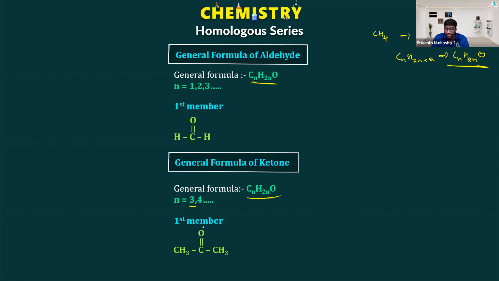That means to the C=O group, if both sides you have alkyl groups connected, then only it is said to be a ketone. For that condition to be satisfied, for C=O, if both sides we should have alkyl groups, then that is said to be a ketone. So for that condition to be satisfied, we should have a minimum of 3 carbons.